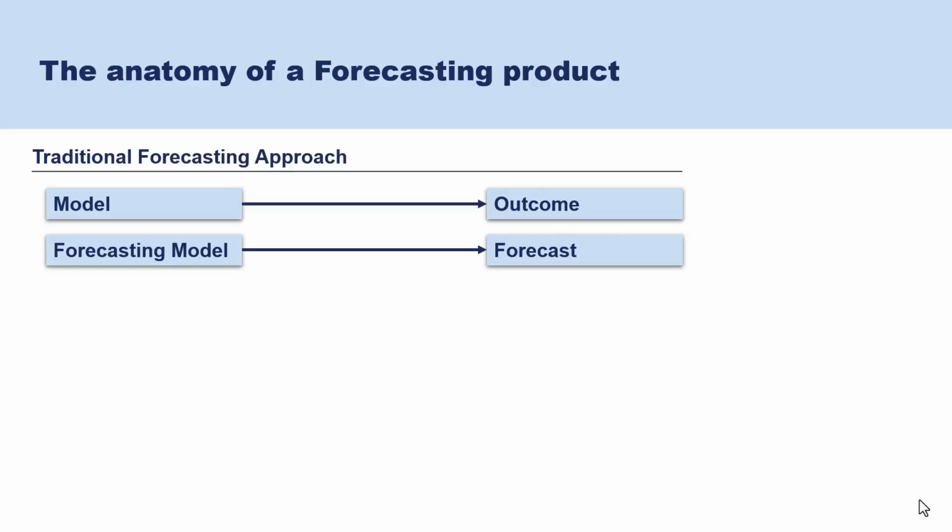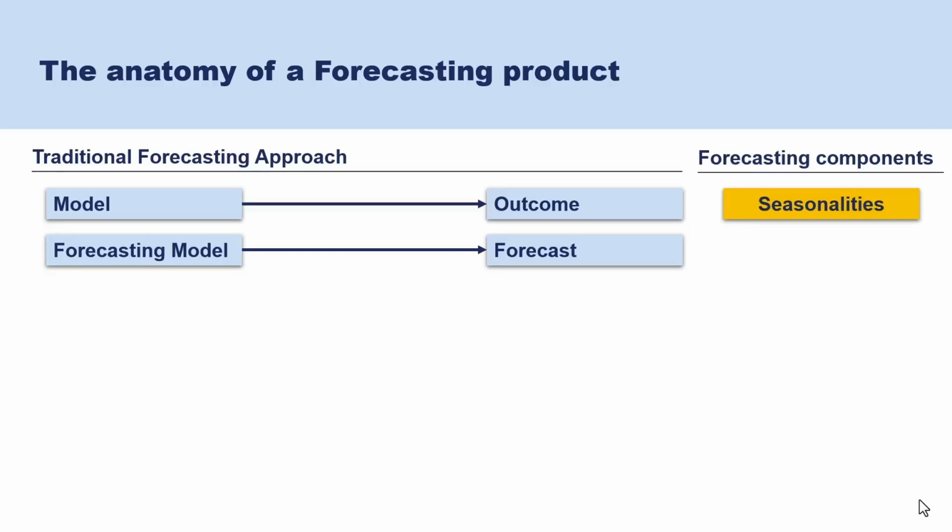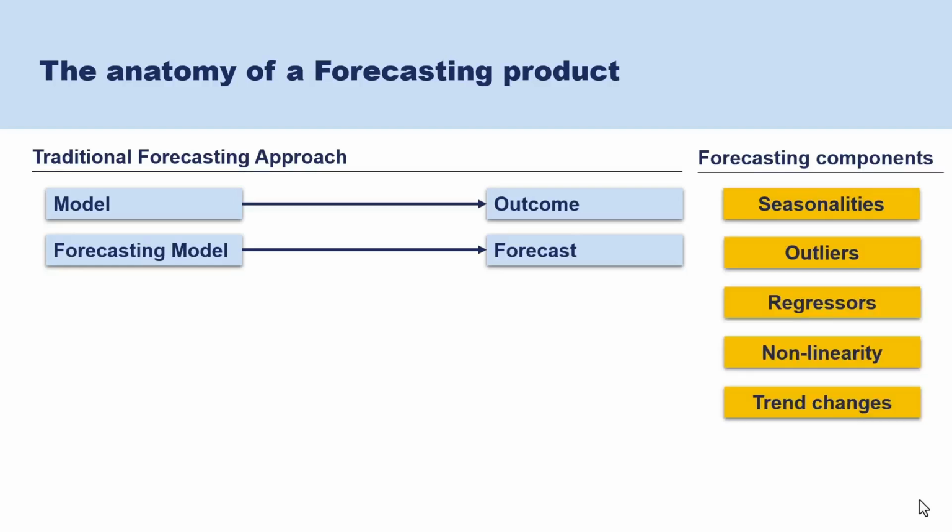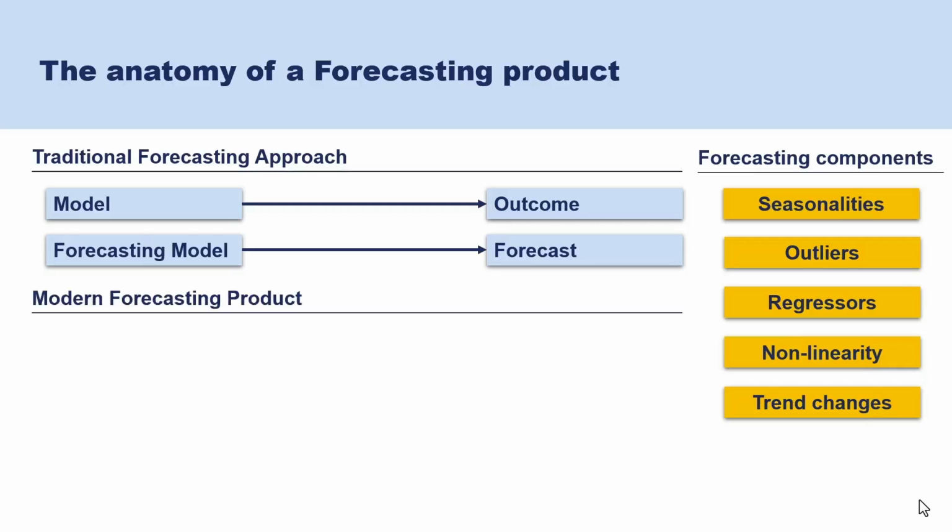Let's zoom in on forecasting. There are many factors that a forecasting model needs to be good at. For example, dealing with complex seasonalities, outliers, regressors, nonlinearity, changes in trend, etc. A single model can't be the best at everything. And by the way, if any of these topics is unclear, don't worry, we'll cover everything throughout the course. I promise.